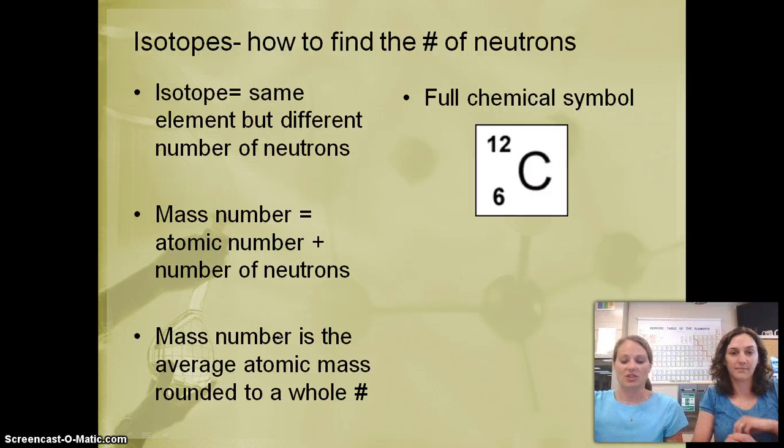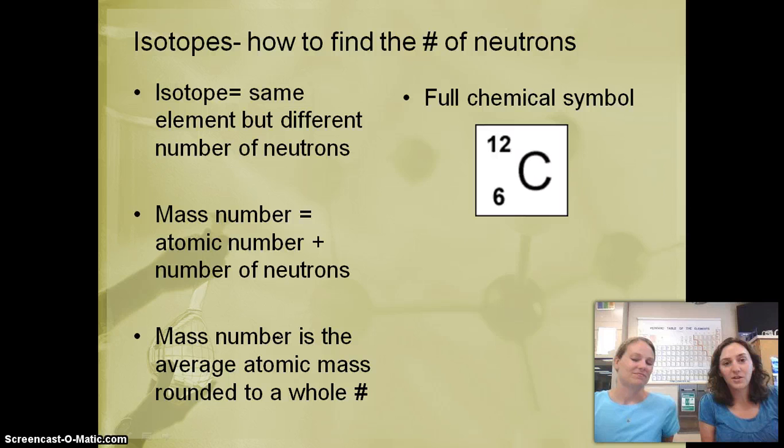All right, so isotopes. Ooh, what are isotopes, Ms. Kelly? That's a big word. Well, isotopes are going to be the same element, but they have a different number of neutrons. Remember, neutrons are neutral. They do not change the charge of the atoms. So for carbon, you can have lots of different isotopes, but you will notice that they have a different number of neutrons. They will always have the same amount of protons.